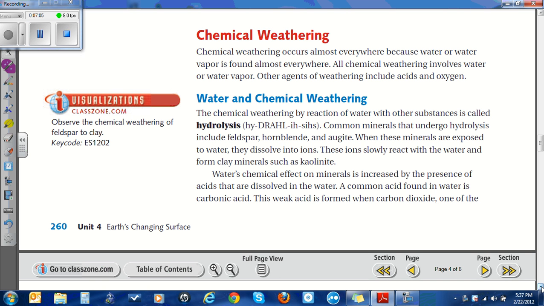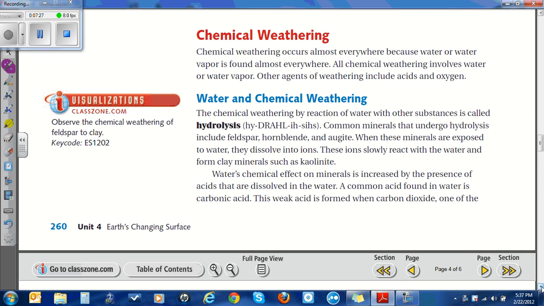When these minerals are exposed to water, they dissolve into ions. These ions slowly react with the water and form clay minerals such as kaolinite. Water's chemical effect on minerals is increased by the presence of acids that are dissolved in the water. A common acid found in water is carbonic acid.